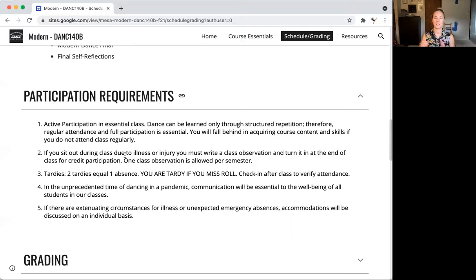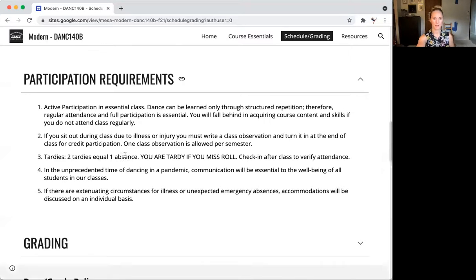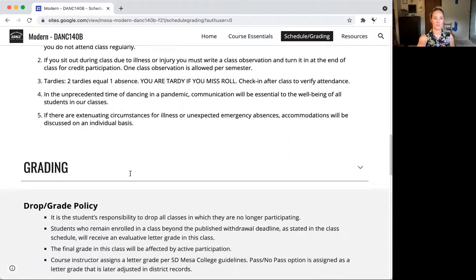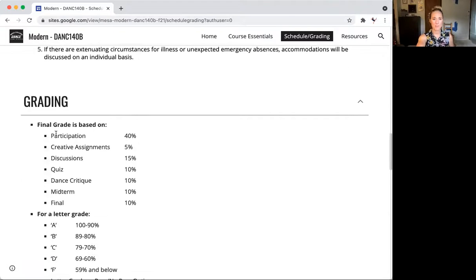But for any reason that doesn't work out in extenuating circumstances, fingers crossed that those don't happen, but if they do, communicate, we can make it work together. Okay, great.